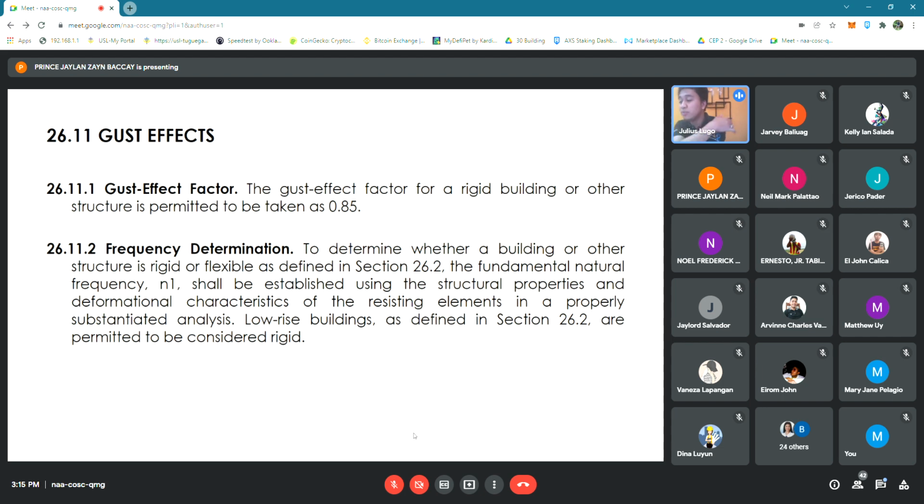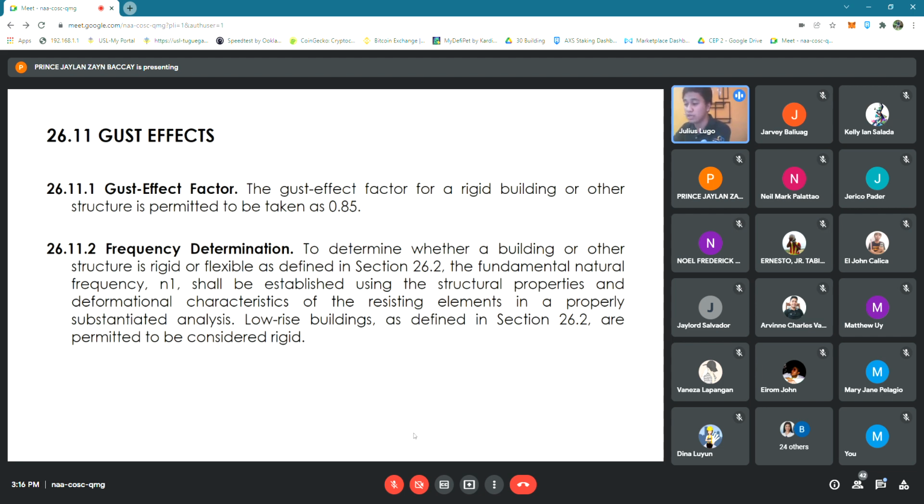Now, our N1 shall be established using the structural properties and deformational characteristics of the resisting elements in a properly substantiated analysis. Low-rise buildings as defined in section 26.2 are permitted to be considered rigid. So for low-rise buildings, we consider them rigid. But for taller ones, it's up to you to determine as a best practice whether it is rigid or flexible. In my case, I tend to use flexible. I would really recommend flexible because it gives you a more accurate result, but it is laborious because there are so many variables and formulas to use.